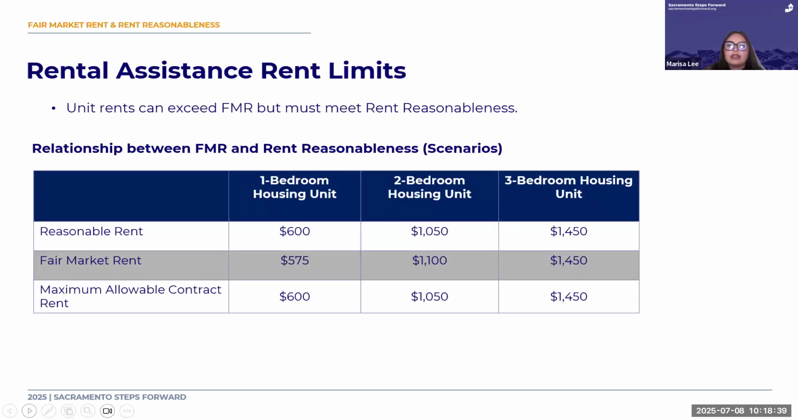Rental assistance rent limits. Now let's look at how this works for rental assistance projects. These are a little more flexible and rents can go above FMR, but they still have to meet rent reasonableness. Gross rent includes both the rent paid to the landlord and any utility allowance provided to the tenant.